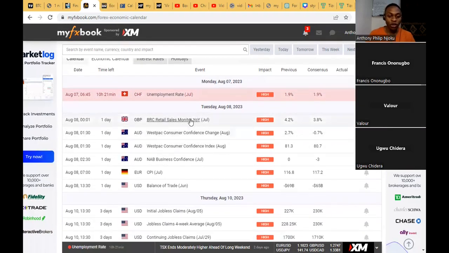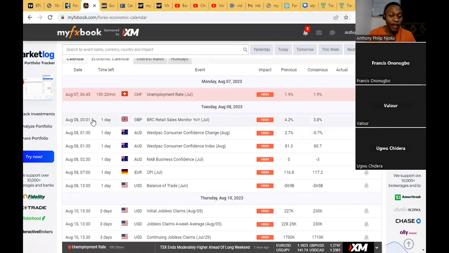Then the next on our list on Tuesday, we have high impact news, retail sales. This is ranked number 4 high impact news in the markets, in financial trading, day trading in the financial market. Retail sales monitor year over year. So we're watching out for that. If it is higher than expected, GBP will be strong, and we're expecting the buy bias.